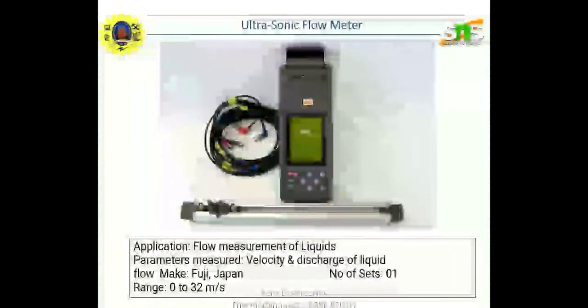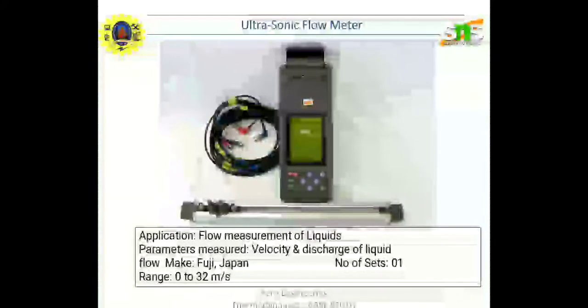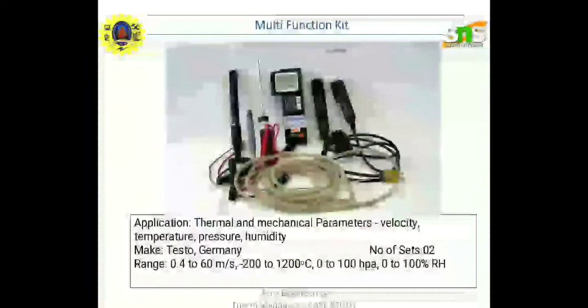This is the ultrasonic flow meter. The range is 1 to 0.0232. Number of sets given is 1. It's made in Japan. Flow measurement of liquid is the application. And the next one is the multifunction kit.